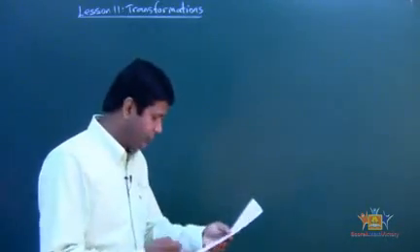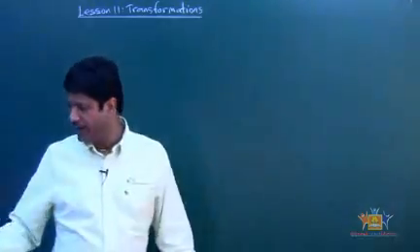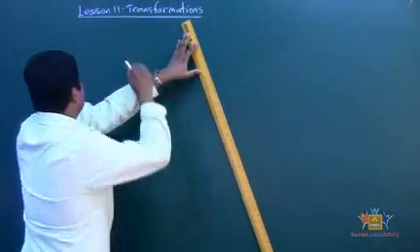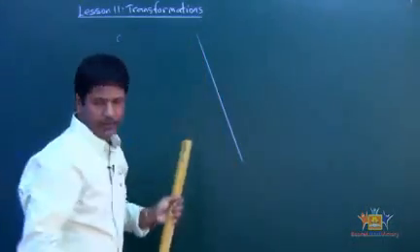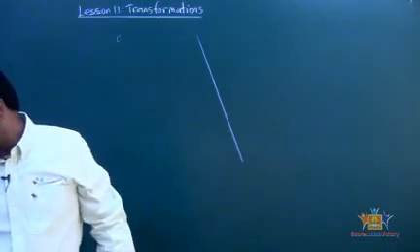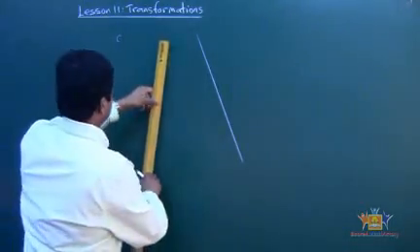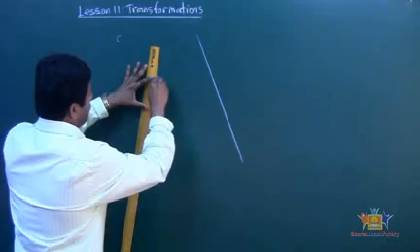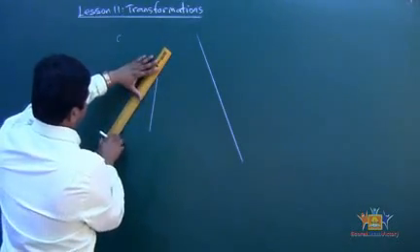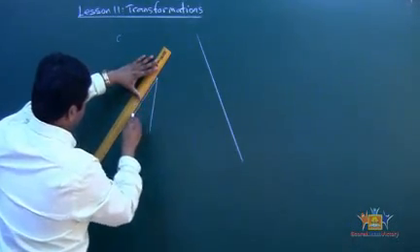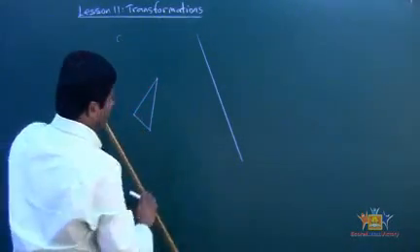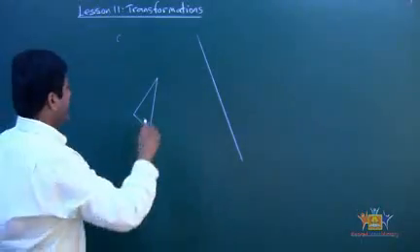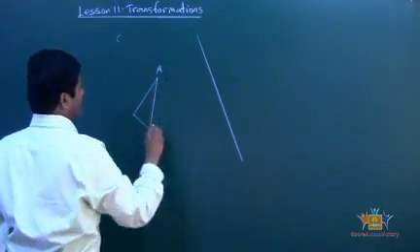Alright, my dear students, let's do C. Now C, we're given a triangle, so let's draw the line MN, the line of reflection. We're given the reflection line, then we're given a triangle. So just draw any triangle, and then let's label it. The triangle's been labeled A, B, C.